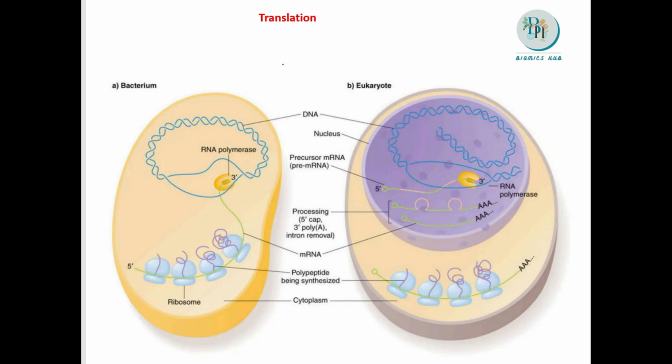In this video, we will discuss the process of translation in case of prokaryotes. So what do you mean by translation? Translation is the synthesis of proteins from mRNA. In case of prokaryotes, the process of DNA replication, transcription as well as translation takes place in the cytoplasm. Whereas in case of eukaryotes, the process of DNA replication and transcription takes place in the nucleus, after which the mRNA is transported into the cytoplasm where the protein synthesis takes place.